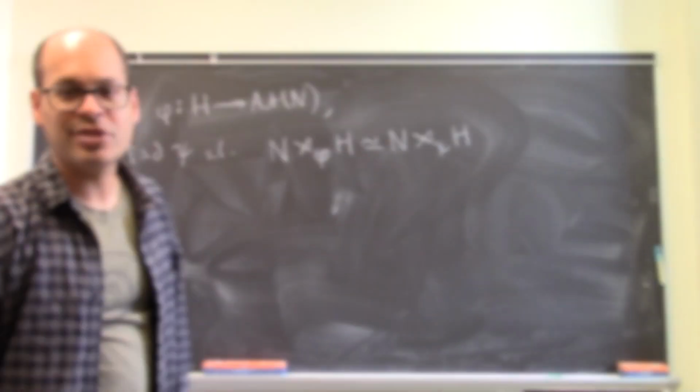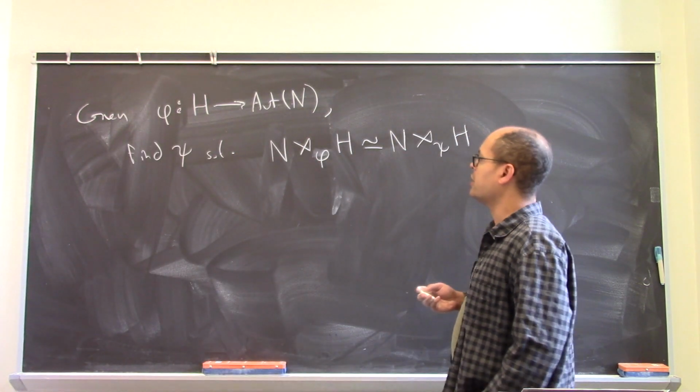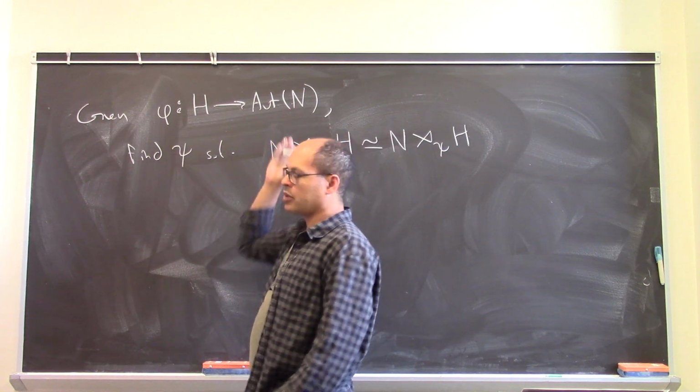All right, so let's consider the following question. Let's suppose you are given a couple of groups, H and N, and a phi from H to the automorphisms of N.